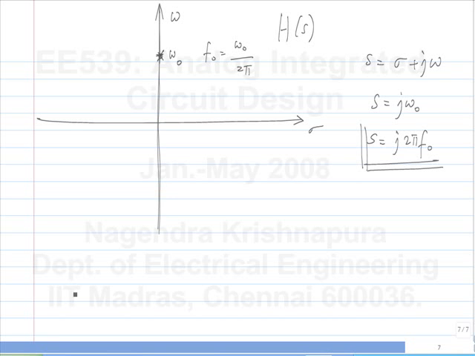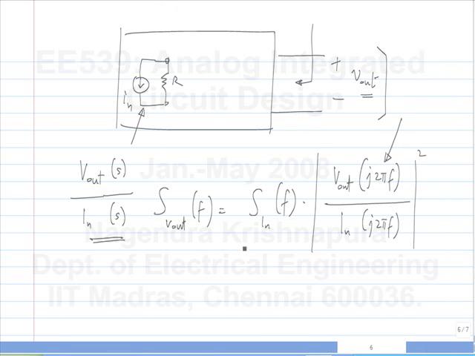If I put in a 1 volt sinusoid at f naught, what comes out at the output? How much its magnitude has changed, how much its phase has changed, is obtained by the value of H of s at this particular point. That's the meaning of the transfer function, right? There is a theorem that says that the spectral densities are related by the magnitude squared of the transfer function, and that's what I use to put the square here.